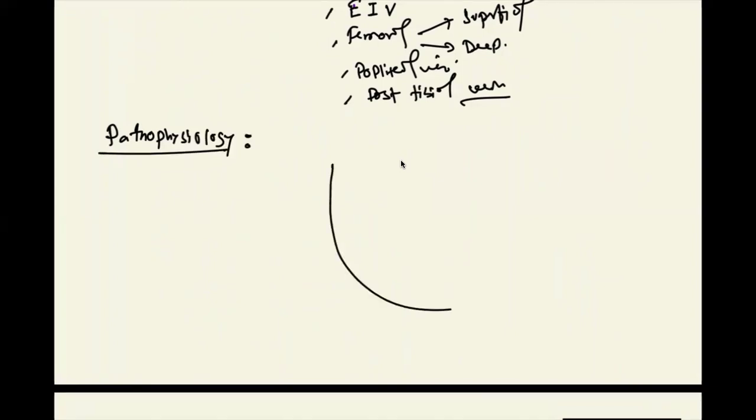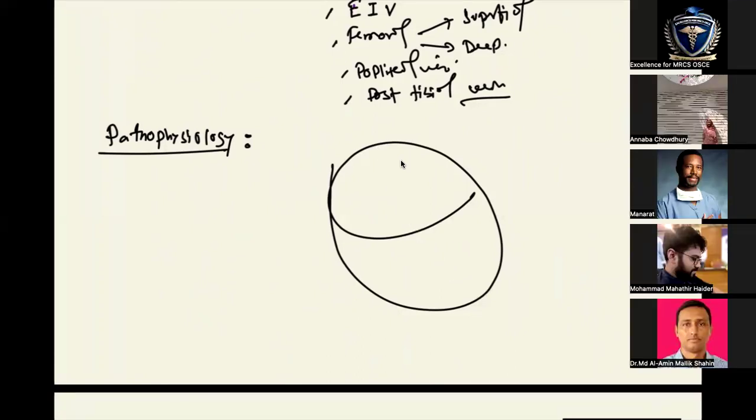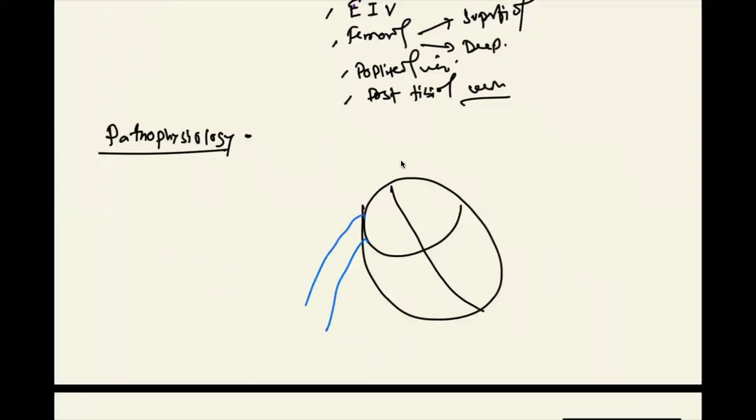This is the heart. I can see it's a very ugly heart, so I'm going to draw another heart. This is the heart, and this is the inferior vena cava, undoubtedly. And what is this? The valve, the tricuspid valve. Exactly. And this one is the pulmonary trunk.